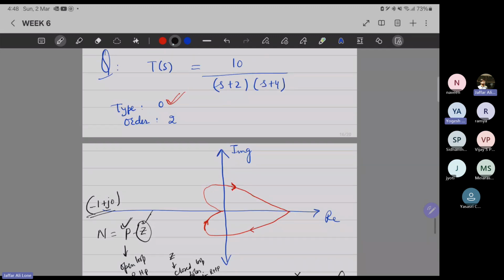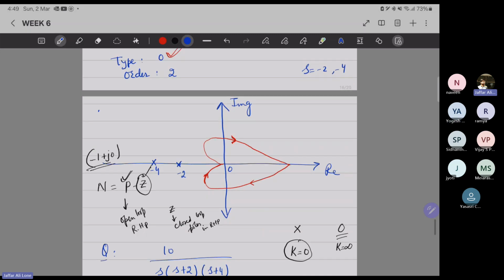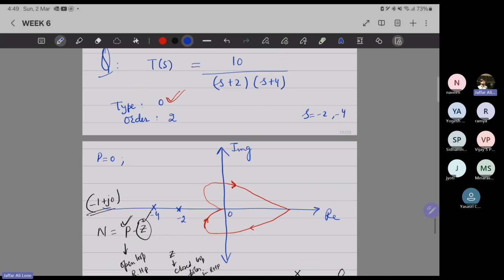Given this question, we have two open loop poles which are at -2 and -4. So for example, if this is -2, this is -4, and this is my origin 0. So my P is 0, because no pole is in the right half plane. Now I will see my encirclement after I draw the Nyquist plot, encirclement of this -1 point. So there is no encirclement for this -1 plus J0 point.